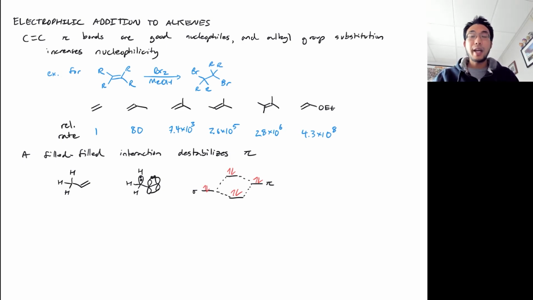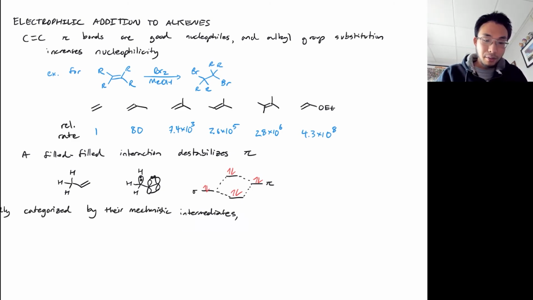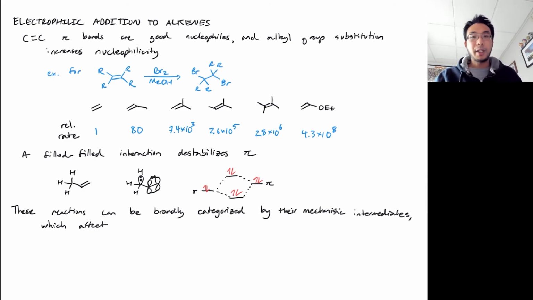So in our reactions involving carbon-carbon pi bonds as nucleophiles, we'll see a few patterns or trends. We can categorize all these reactions by the type of mechanistic intermediate that these reactions go through.